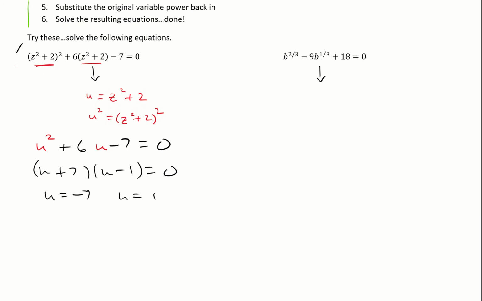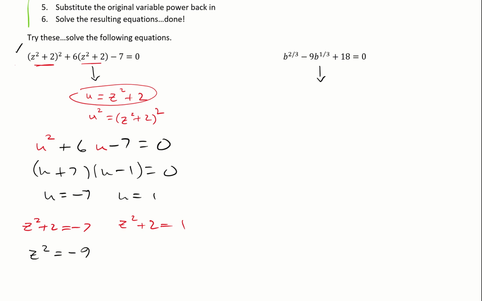Almost. But we have to come back and replace u with z squared plus 2. So z squared plus 2 is minus 7, and z squared plus 2 is 1. Okay, we got to solve that. So you got to put your thinking cap on. How do I solve that? What's a good way? We're going to use the square root property. We're going to go z squared is equal to negative 9.